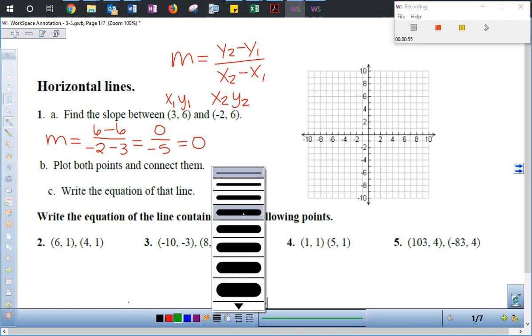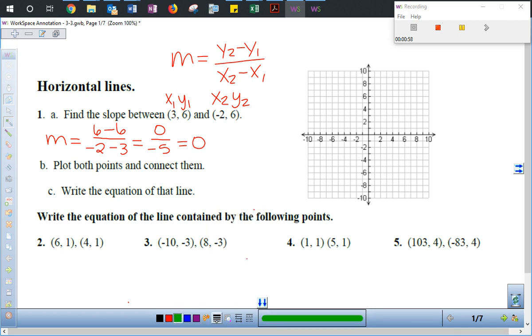Now part B says plot both points and connect them. So if I want to plot these points, I'm going to start at (3, 6). So I'm going to go right 3 and up 6, put a point there. And then I have the point (negative 2, 6). So I'm going to go left 2 and up 6. Then I can take my straight edge and connect them all the way through and end them with arrows.